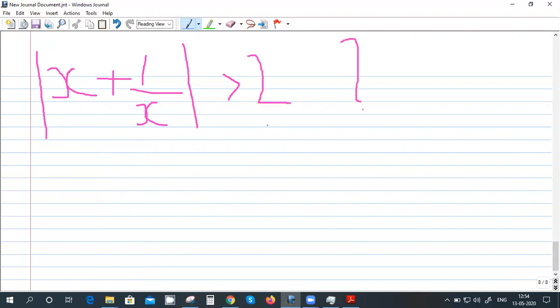You want to solve this one? Yes. This means that x plus 1 by x should be greater than or equal to 2, or x plus 1 by x should be less than or equal to minus 2. That's what it means, right? Then you can solve this individually, but you have to be careful.